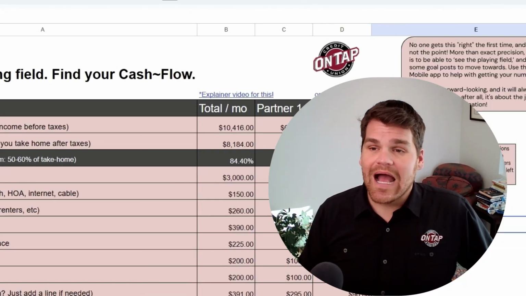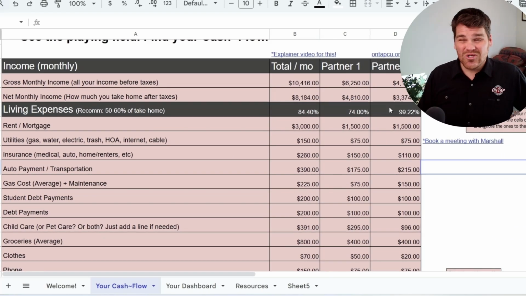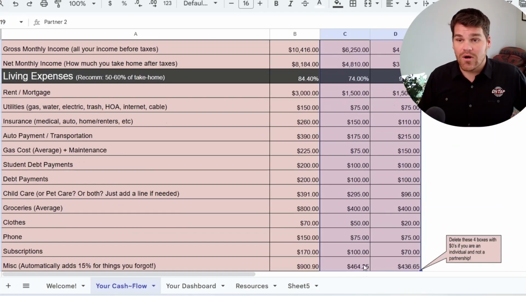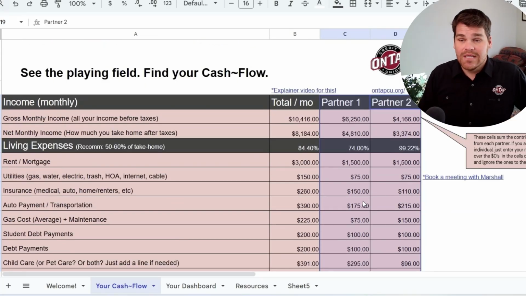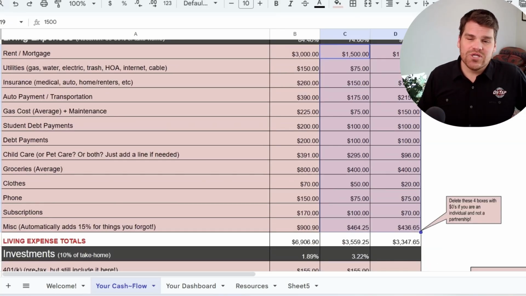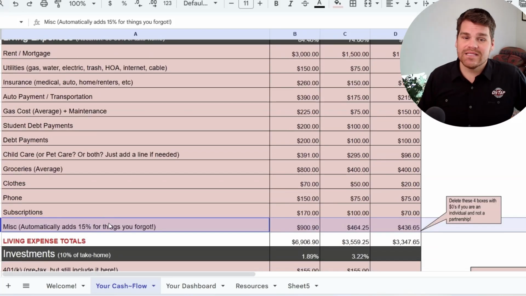So when we dive into their cash flow plan itself, what we see is what looks like a lot of numbers here, but really all it is, Evan and Eve have gone into the partner columns here because they are in a partnership. They are married and are in this financial game together. And they've filled in their gross and net monthly incomes. And they've also filled in what they spend on all of their living expenses on a monthly basis. Now, there are a few quirks to this spreadsheet that I would highlight right here. One of them is that there is a miscellaneous section at the bottom of living expenses, which automatically adds 15% for things people forgot.